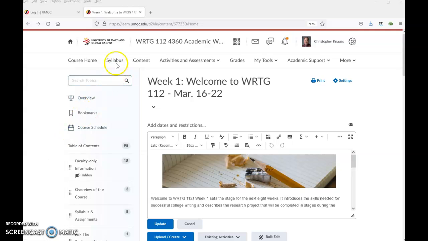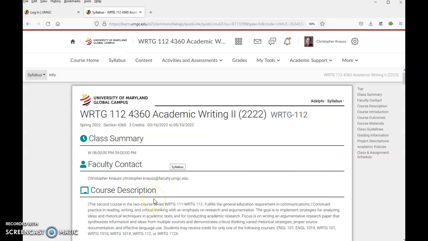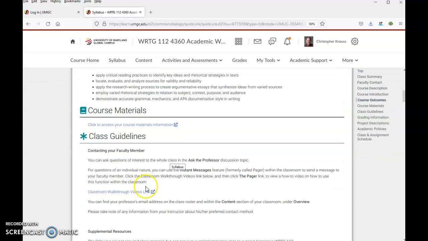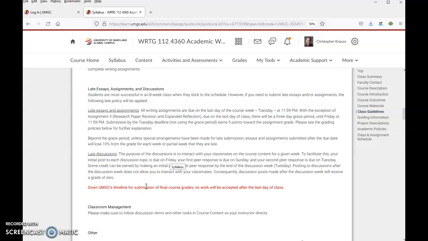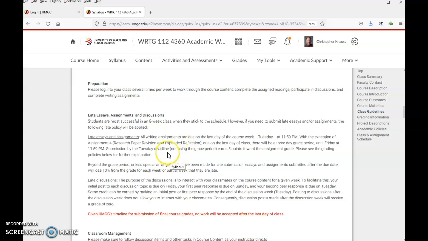A good thing to look at before the course officially starts, and also as we get started, is the syllabus. Here's some contact information to email me, and the course description. There's a lot of good information in here to look through. Information on late assignments, late discussions. Please do get your discussions done on time, and also your assignments done on time. That way you'll get added points, and I'll be able to help you with improving your work more.